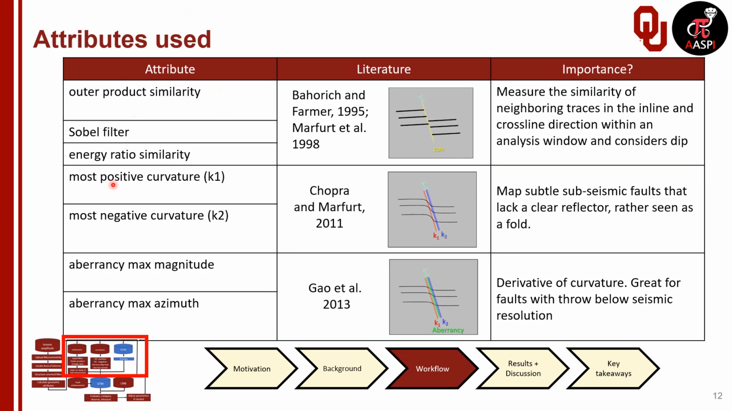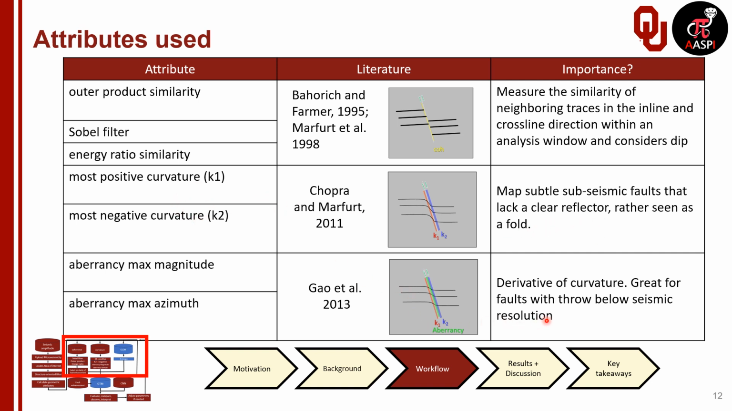Classic similarity attributes measure the similarity of neighboring traces in the inline and crossline directions. These help with large-scale faults, or faults with a really clear offset. Curvatures, on the other hand, are used to map subtle seismic faults by reflecting off the fault.